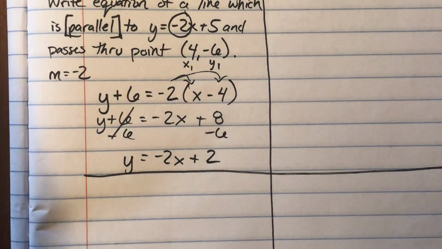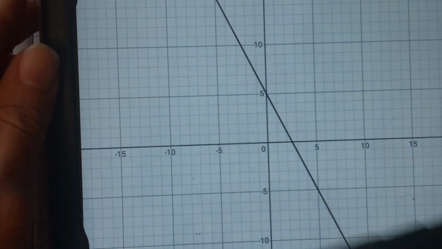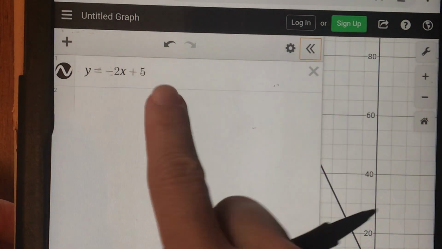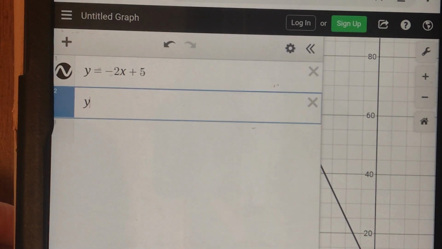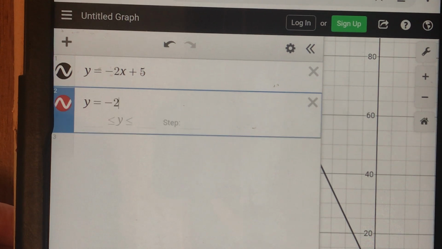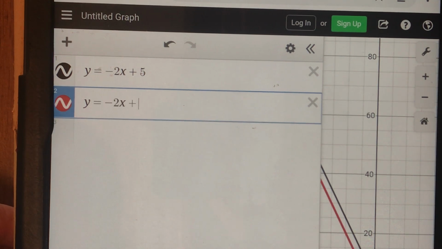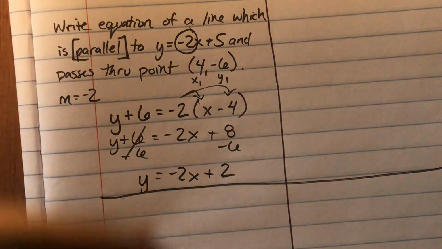Now, again, you should always be able to check yourself because you should be able to go to Desmos. I've got my original equation in here. I'm going to type in what I just got. I'm going to type in y is equal to negative 2x, and it was plus 2. Right? Yeah, negative 2x plus 2. All right, I'm going to zoom in.